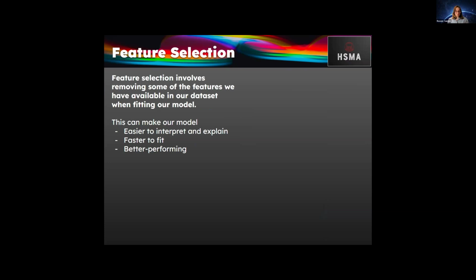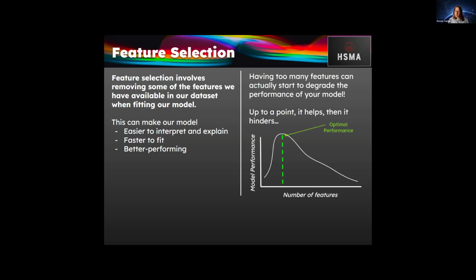Well, feature selection, removing some of the features we have available when we're fitting our model, can make our model easier to interpret and explain. If we've got loads of columns and most of them aren't really doing anything, it can make it a lot faster to fit our model, a lot more computationally efficient. And it can also make our model perform better. We're removing some of the noise, some of the things that don't really matter. The model does try to automatically not pay too much attention to those, but removing them entirely can actually make your model better instead.